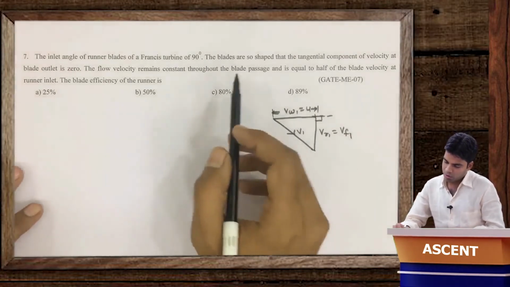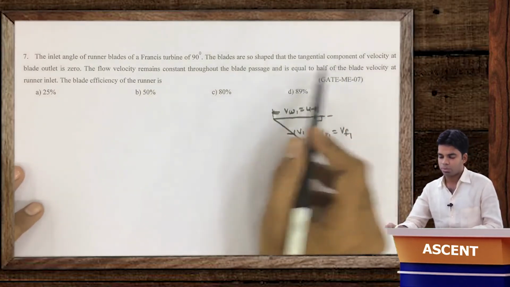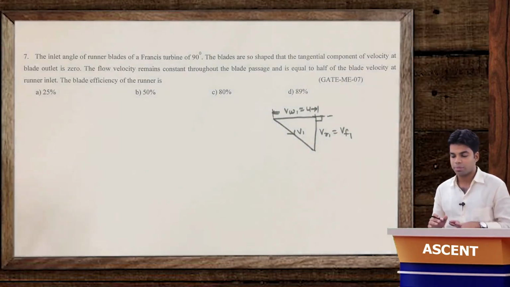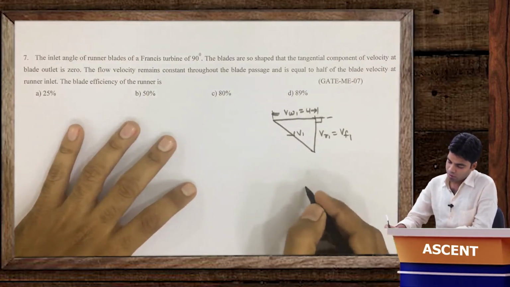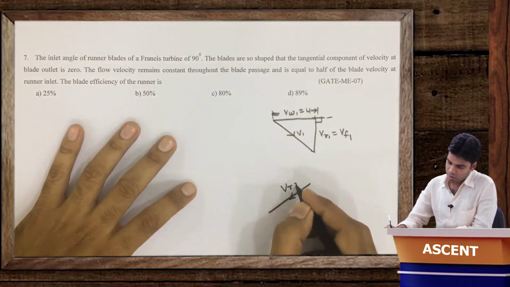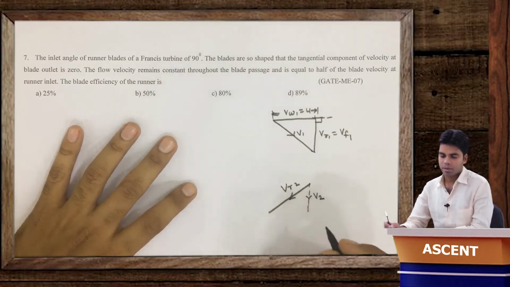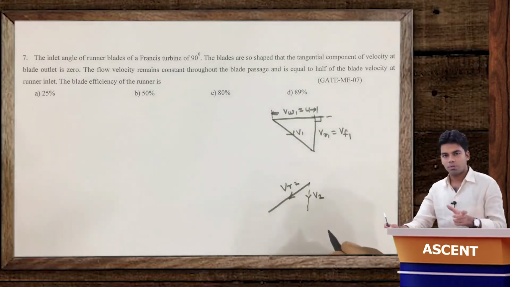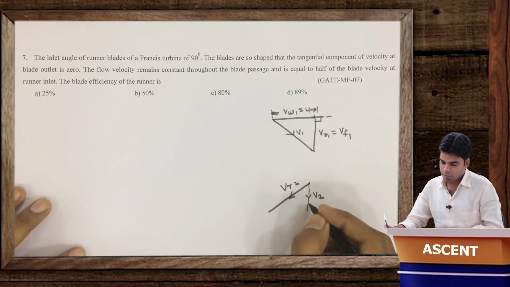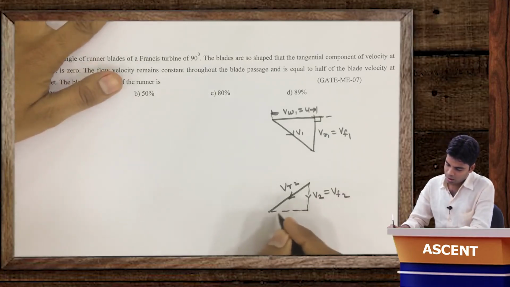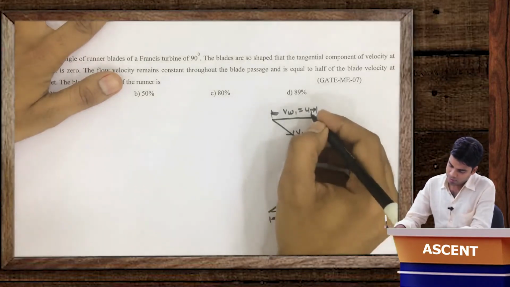Now, what about outlet velocity triangle? Blades are so shaped that the tangential component of the velocity at outlet is 0. So tangential component of velocity, that means VW2 is 0. For VW2 equal to 0, the outlet velocity triangle will be like this. Here this will be VR2. VW2 should be equal to 0, that means V2 should be vertical. VW2 is nothing but horizontal component of V2. So this V2 should be equal to VF2. And this will be equal to U2. Simple. This will be U1.